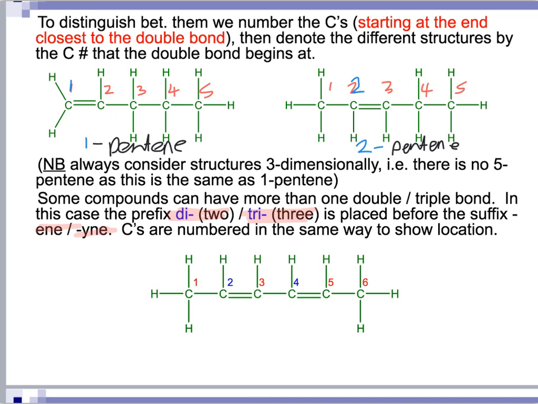So below, we have 6 carbons in a row. And 6 carbons in a row would be hex. We've got 2 double bonds. So we would say hexadiene. And those 2 double bonds are on carbon number 2 and carbon number 4. So the overall name of this compound is 2,4-hexadiene.